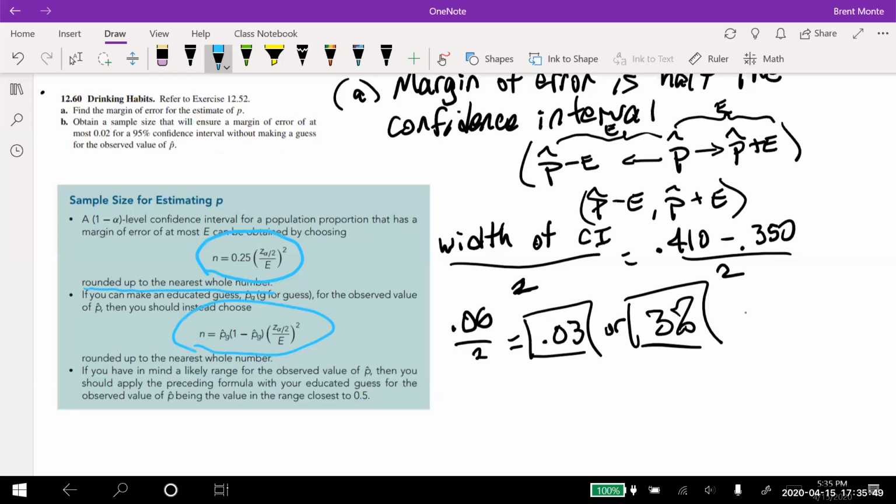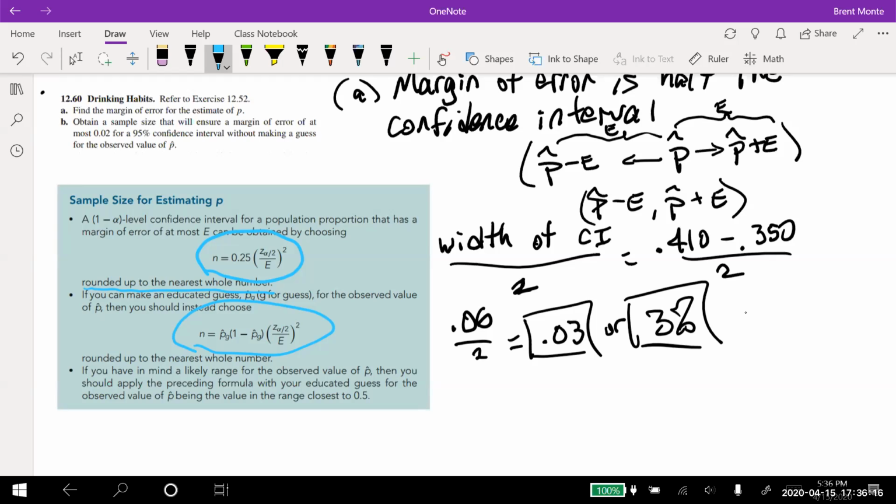You put the guess that you have, it's 30%. So you put 0.3 and then 1 minus 0.3, which is 0.7, which would be the probability of the people. If you have a guess, anything away from a guess of 50% is going to decrease what your sample size is.